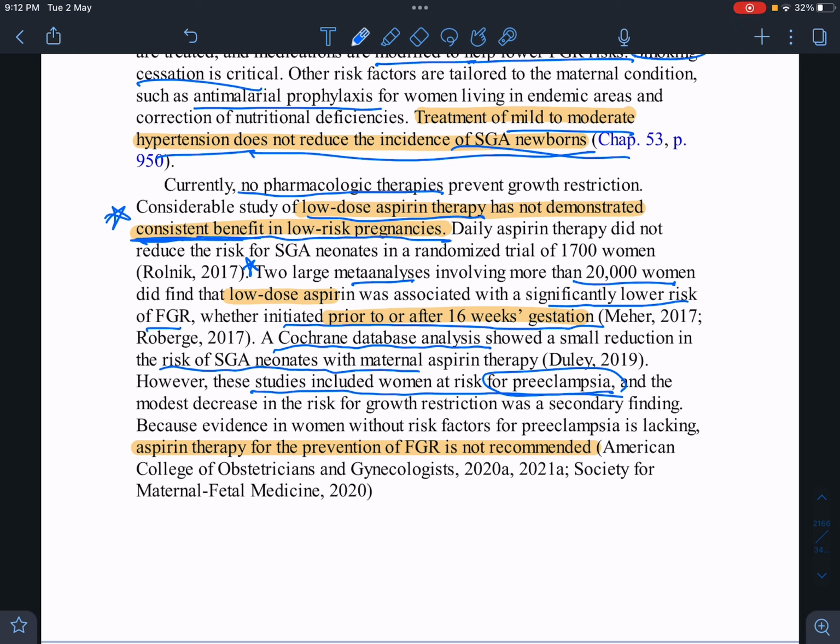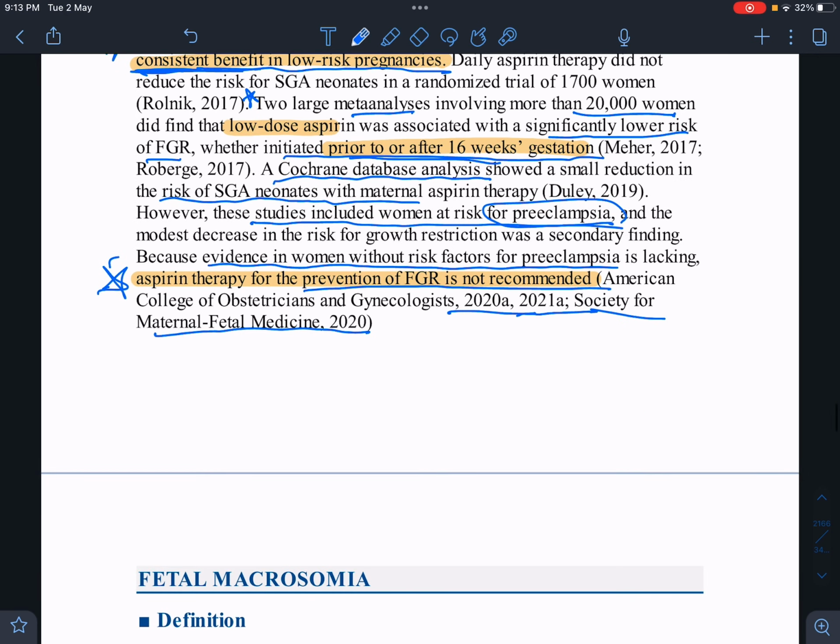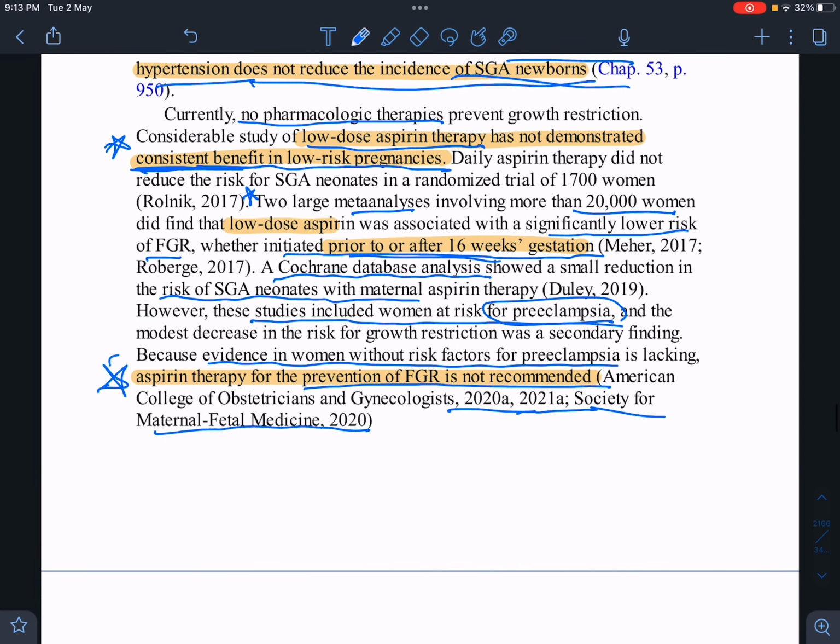So in women who have risk factors for preeclampsia or pregnancy induced hypertension, if you start aspirin in them prior to or at around 16 weeks, you can prevent FGR in those fetuses. However, evidence in women without risk factors for preeclampsia is lacking. Hence, according to the ACOG 2020-2021 guidelines and the Society for Maternal Fetal Medicine 2020 guidelines, aspirin therapy for prevention of FGR is not recommended. Physicians can decide as per their experience whether they want to give it or not, but according to the guidelines, it is not recommended.